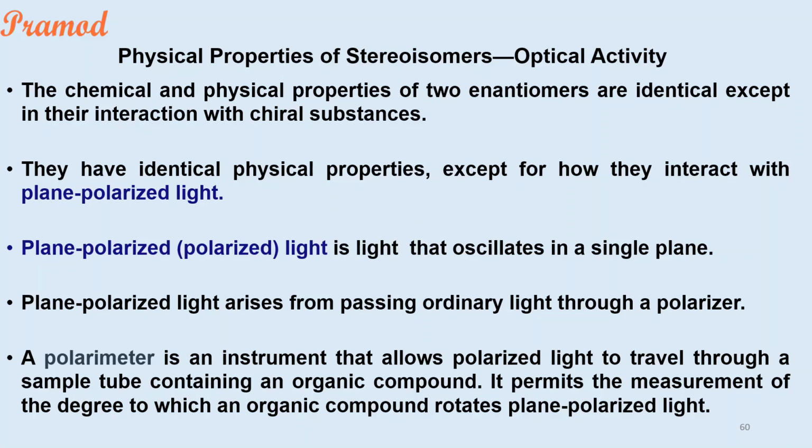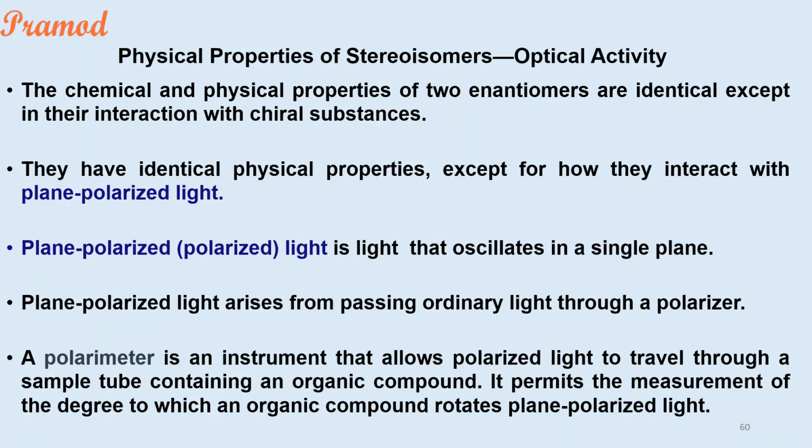So let's now look into the physical properties of stereoisomers, that is optical activity. The physical and chemical properties of the two enantiomers, as we explained earlier, are identical except for their interaction with a chiral compound. The only difference is what happens when they react with the chiral compound to form a diastereomer. The rest of their physical and chemical properties are identical.